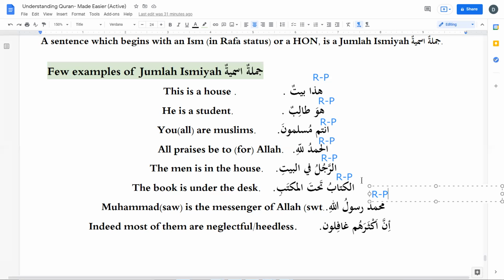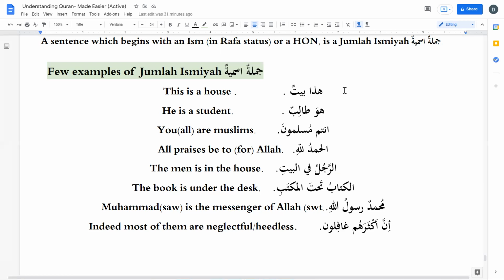Okay, so these are a few examples of Jumlah Ismiyah. Now let's go down and see what's there. This is the basic structure. You can see the basic structure of Jumlah Ismiyah.